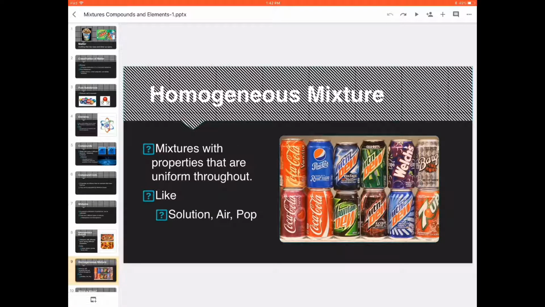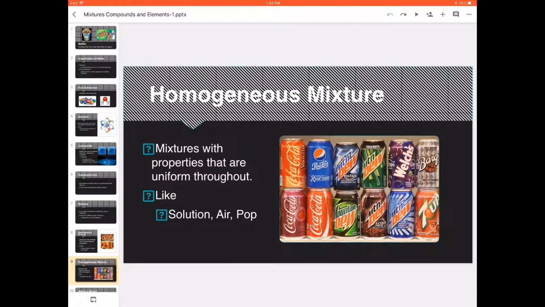And then we have the homogeneous mixtures. These are mixtures that have properties that are uniform throughout the whole entire mixture. So you cannot pick out what is in that mixture just by looking at it. So like your pop there, you could not tell that it is made up of sugar and some kind of syrup and flavoring just by looking at it. I mean, you could read the ingredients on the can and figure that out, but by looking at it, you couldn't figure that out.